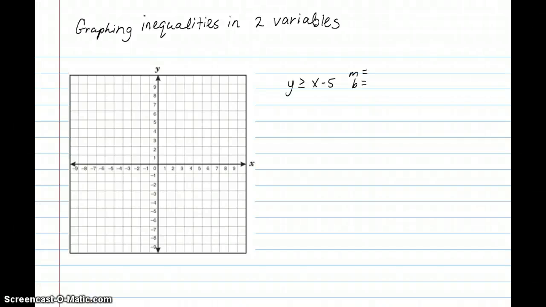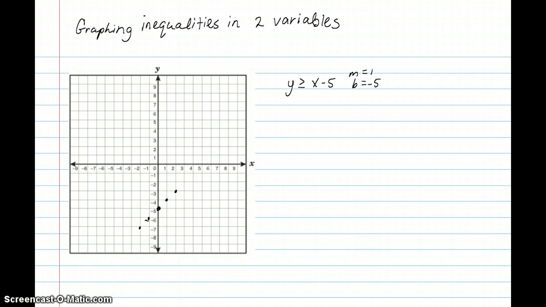This is a review of graphing inequalities in two variables prior to doing graphing systems of inequalities. So in this case, y is greater than or equal to x minus 5. Your m is 1 and your b is negative 5. Plot a point at negative 5, and your slope of your line will rise positively. So you're going to go up 1 over 1, up 1 over 1, and come back and go down 1, back 1, down 1, back 1.